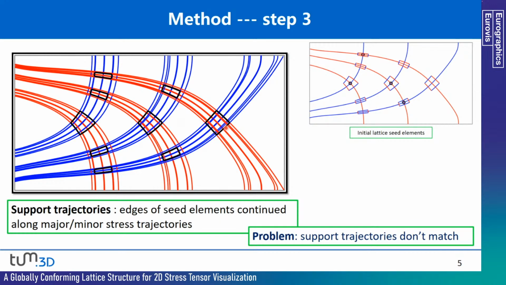As step 2 shows, several principal stress lines are traced from the positions around each node to construct the lattice seed elements. Here we term these principal stress lines as support trajectories. Now the problem is, the support trajectories do not match. Apparently, we cannot get a conforming lattice structure from it.